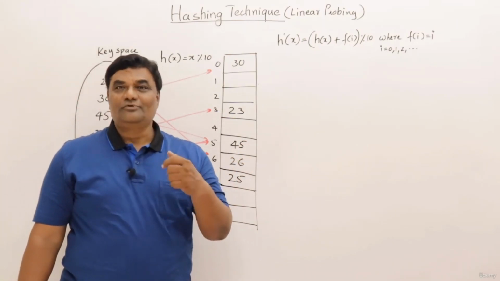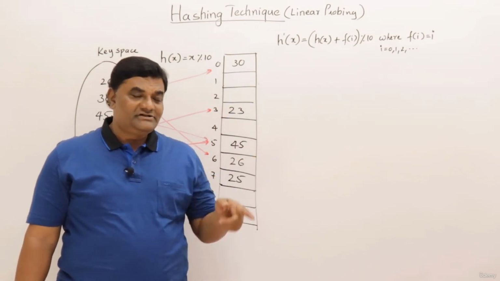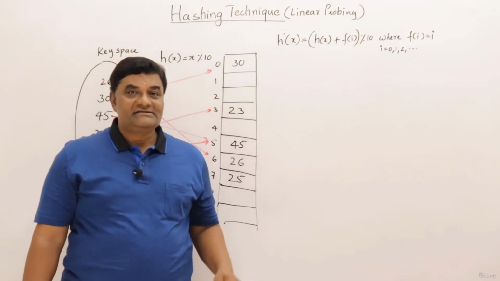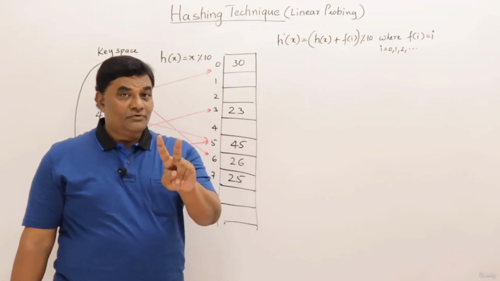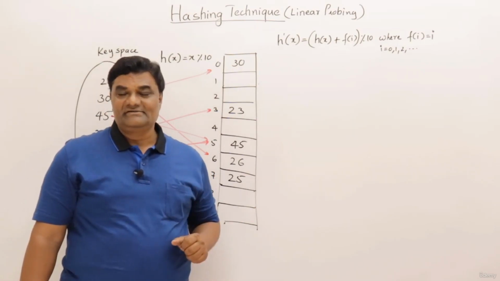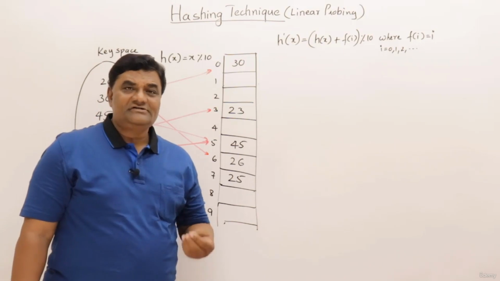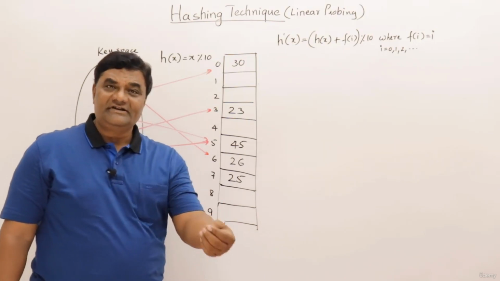So this is linear probing. After how many collisions did we get that free space? 2 collisions. So after 2 probes, we got a free space. It's very simple. Whenever there is a collision, try to store the element at the next free space.